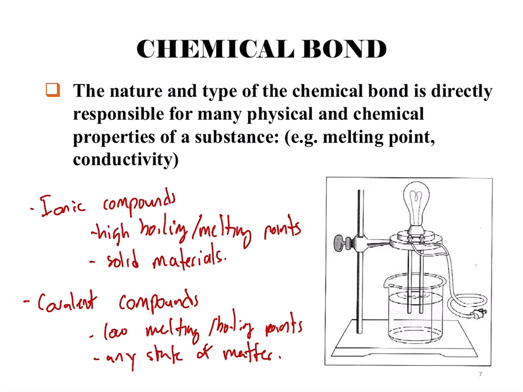Or if it's a covalent molecule like sugar, you put sugar in there, so sugar also dissolves in water, but it's not an ion, so that won't conduct electricity, right? So the structure of these bonds gives a lot of properties to the material. Ionic compounds tend to be very soluble in water because water molecules can stabilize those charges pretty easily.